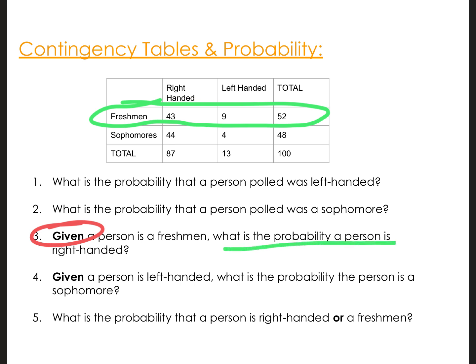Now, what's the probability that they're right-handed? It used to be 87 out of 100, but now it's 43 out of 52. Do you get the difference there? So watch out for "given" because it changes what it's out of. It changes the bottom number every time.